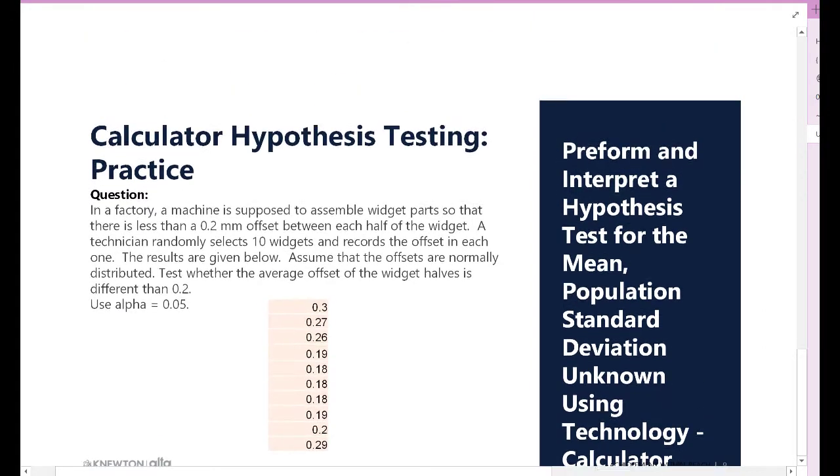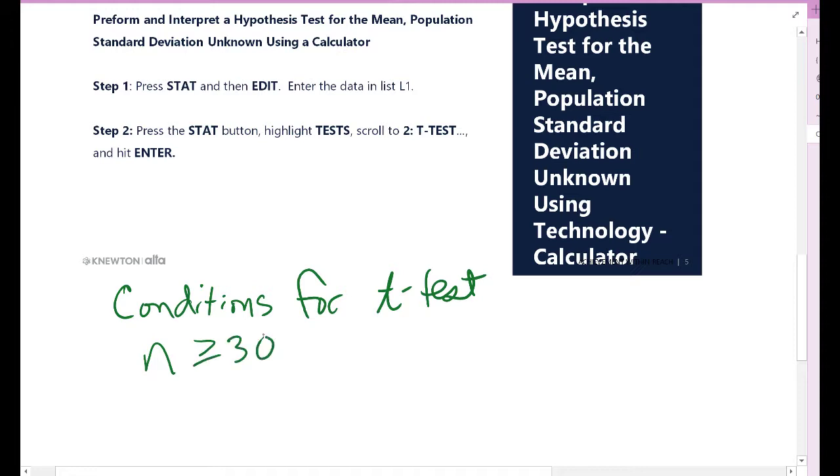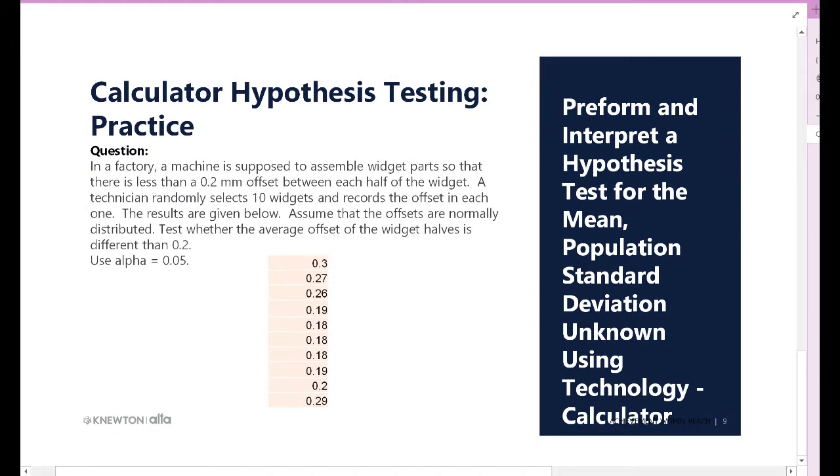Because, I should probably do this first, the conditions necessary for a t-test. It's the same conditions that we discussed in the last video. Our sample size has to either be greater than or equal to 30, or we need to know that the population is normally distributed. So that's why, for this problem, we only have 10 widgets, so we need to assume a normal distribution, and that's what they tell us there.